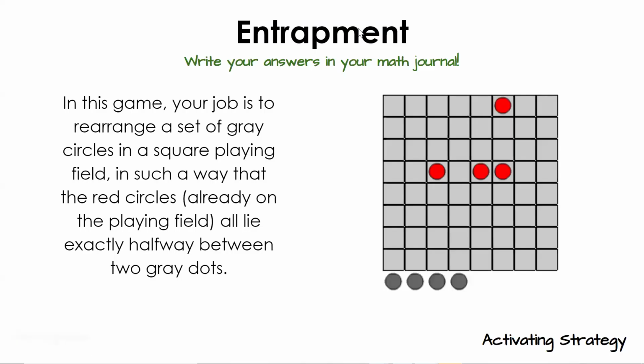So in this game, your job is to rearrange a set of gray circles in a square playing field in such a way that the red circles all lie exactly halfway between the two gray dots. Okay, so you got to move the red dots. I'm sorry, you should rearrange a set of gray circles in a square in such a way that the red circles all lie exactly halfway between the two gray dots. Okay, so take a moment, try that one. Read it again if you don't.